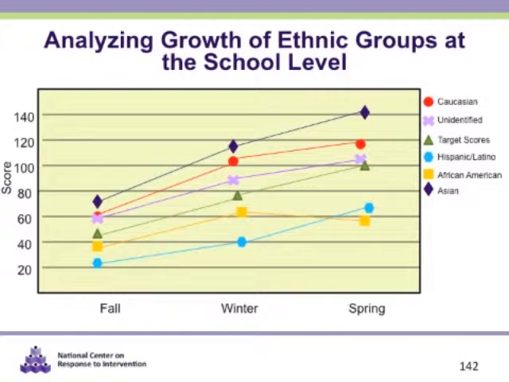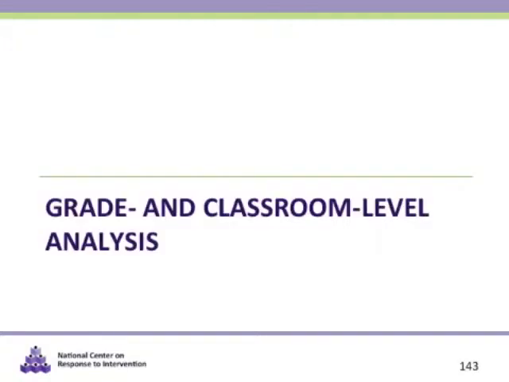The decline in scores from winter to spring among African American students is also cause for concern, and as a team we would look more deeply at what's happening. We can also look at grade and classroom level analysis. And facilitators, just like the other two sections, you can consider having your teams talk about what it is that we're interested in looking at in our data.